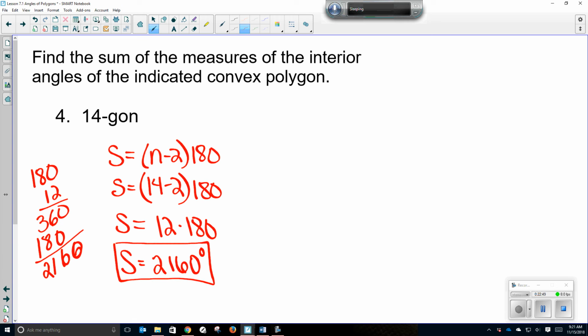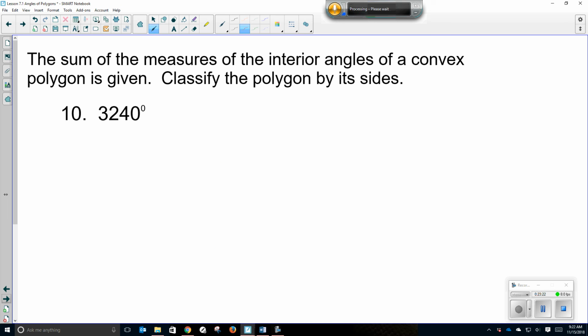Now, just to add to this, what if I said this is a regular polygon? If the sum of the interior angles is 2,160, can we find the measure of just one of those angles? What could we do, Sarah? If I want to know the measure of just one angle, I take 2160 and divide it by 14. Because if it's regular, all the angles are the same measure, I can just divide by the number of angles or sides, which are the same.